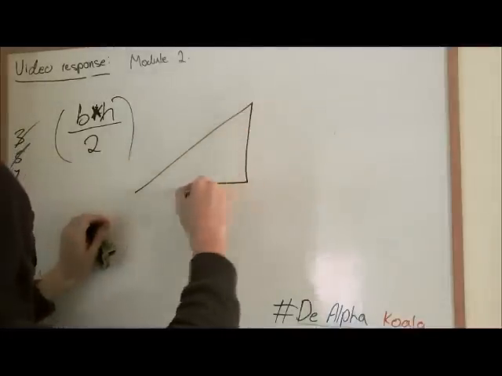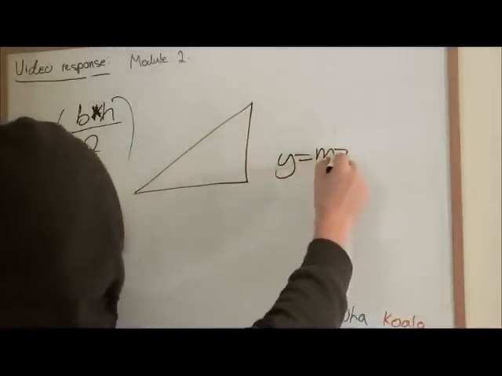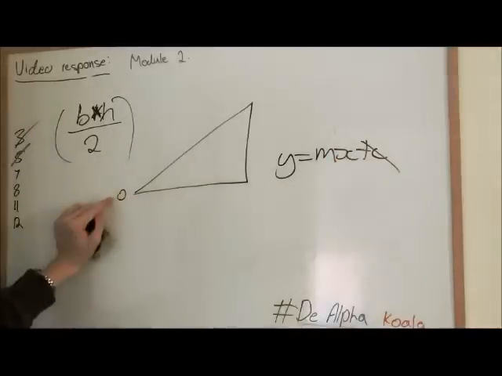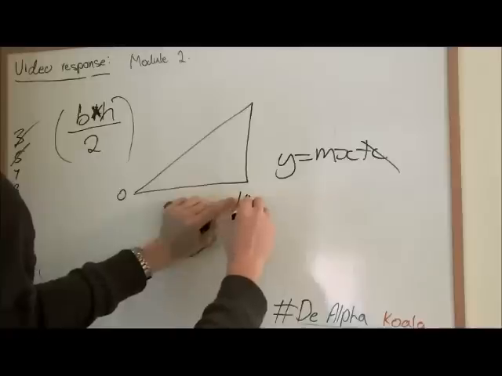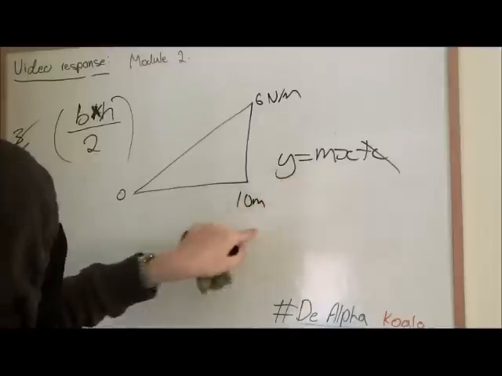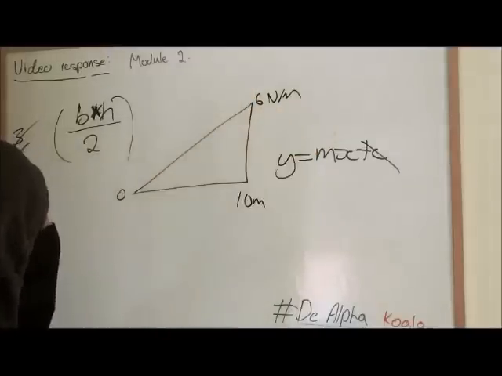And you know the formula of a triangle equals y equals mx plus c, because it's just a straight line function. If it starts at 0, then c is going to be 0, so that's negligible. It ends at 10 meters and has a height of 6 newtons per meter. So you can go, well, if x equals 10, then y equals 6, and you can calculate what m is, and then you get a function.